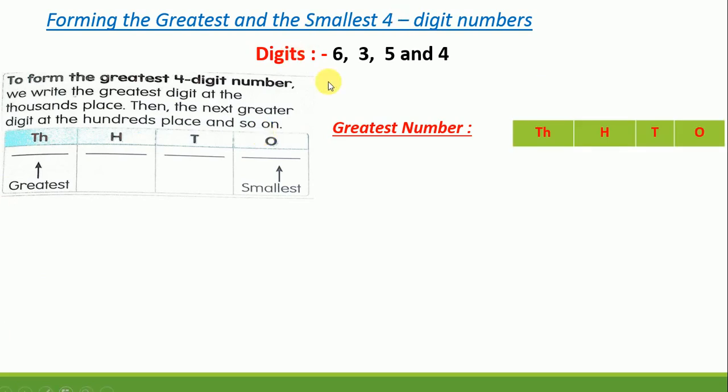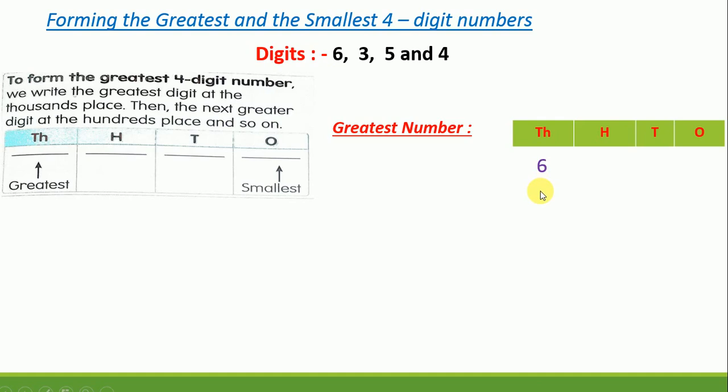So check the digits which are given here. That is 6, 3, 5, 4. As we are going to make the greatest number, identify the bigger digit or the greatest value from the given digits. That is 6, 3, 5, 4. Among all these 4 digits, which is the bigger number? 6, 3, 5, 4. Which is the biggest number? 6. So the 6 should be placed in the thousands place.